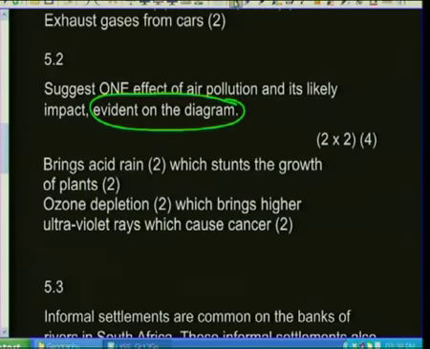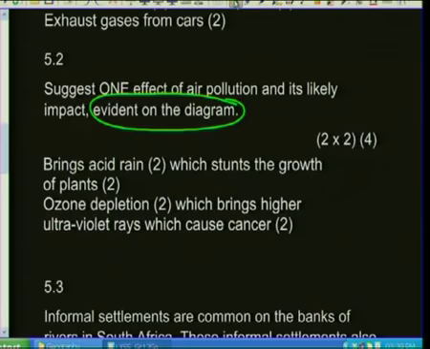And here we are, confirming our answer. We've got acid rain stunting the growth of plants. We also have ozone depletion. Now, ozone, remember, is that gas found in the stratosphere, the second layer of our atmosphere, that protects us from UV radiation from the sun.